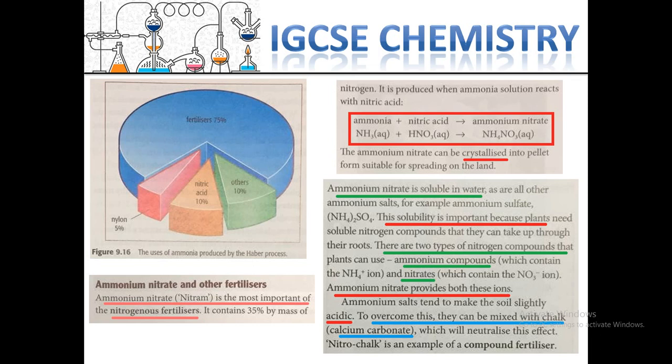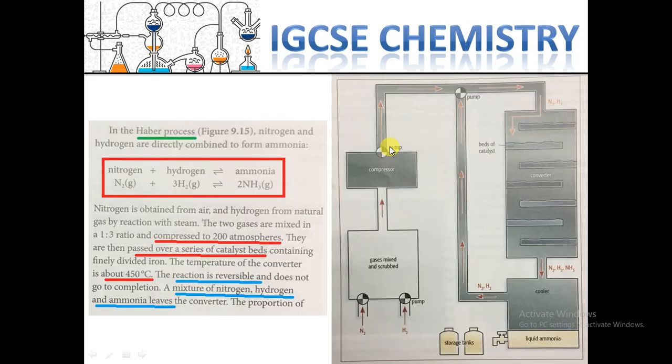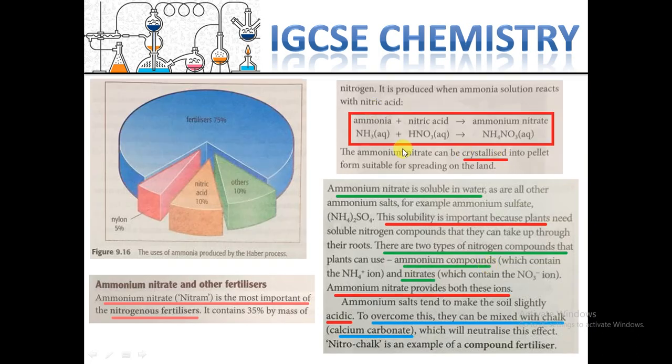Ammonium nitrate and other fertilizers. So ammonium nitrate is the most important one as a fertilizer, and here on the right side you can see how it can be produced. The ammonia used here in the previous Haber process can be mixed with nitric acid to produce ammonium nitrate.